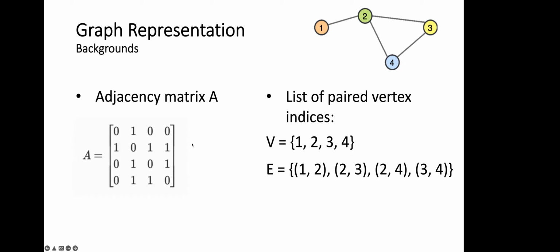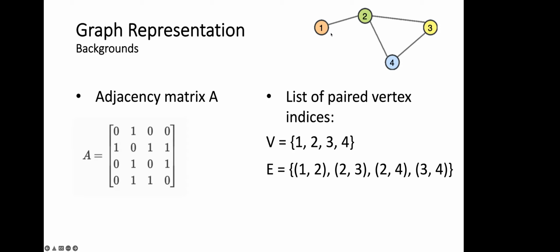For the first method, we can use an adjacency matrix to represent the graph. For example, in the upper right corner graph, there are 4 nodes, 1, 2, 3, 4. So the adjacency matrix to represent this graph has size 4 by 4, and we use 1 to denote the edge between 2 nodes.